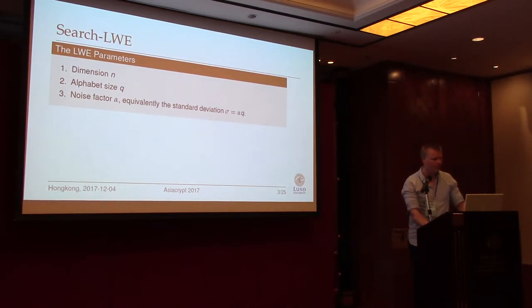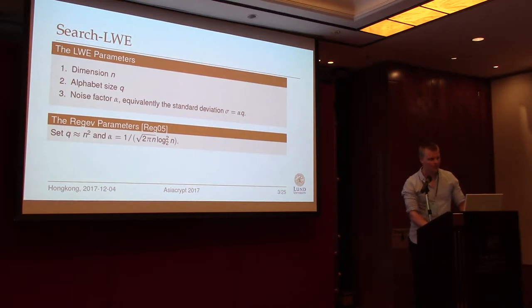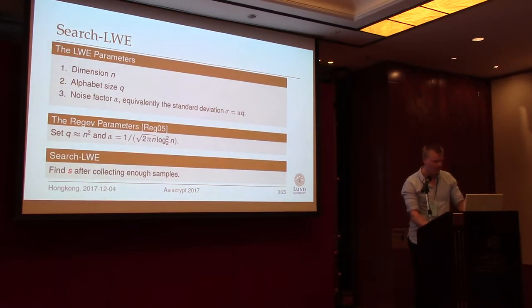So we have some parameters in the LWE problem. We have the dimension n, the alphabet size q, and once again the standard deviation sigma. An important parameter set for LWE is the regular parameters, where we set q to be about n squared, and alpha to be about 1 over square root of n. And in search LWE, we want to find the secret s. There is also, for example, the distinguishing problem, where we want to distinguish whether a set of samples we have are uniformly random or LWE samples.